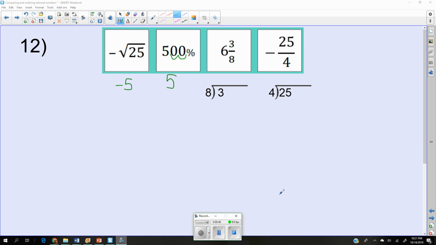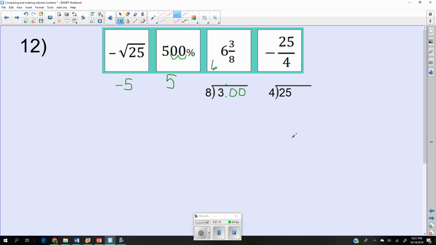All right, the next one is 6 3/8. All right, so we know we have 6 wholes. Okay, so we're going to put the 6 there. But now we have to change 3/8. Now, do you guys remember what 3/8 is equivalent to? When we divide. All right, let's add our zeros. Okay, so move our decimal point up.